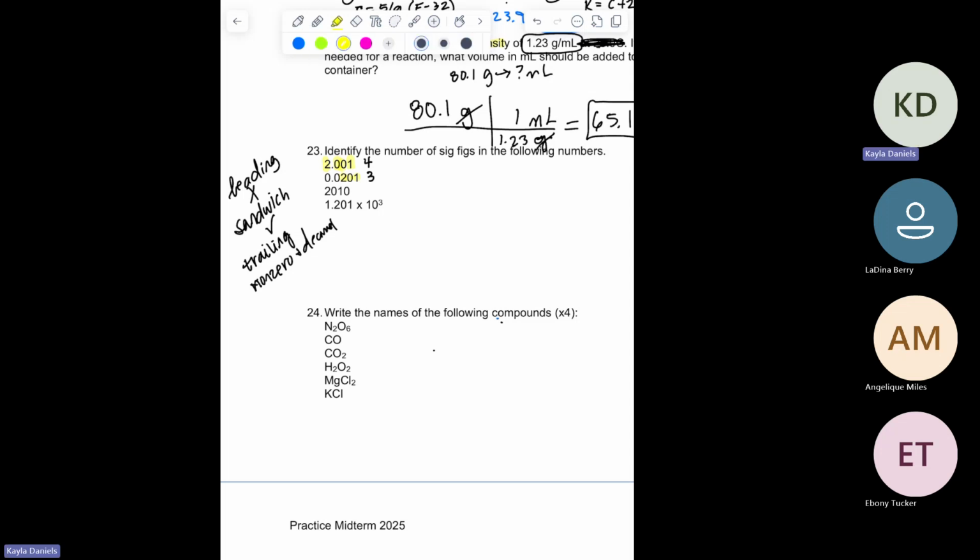Third one, the 2 and the 1 are going to count. The 0 between the 2 and the 1 is going to count as a sandwich. Now, we have a trailing 0. It's trailing after a non-zero digit, but there's no decimal. So it means it doesn't count, and you have 3 sig figs.